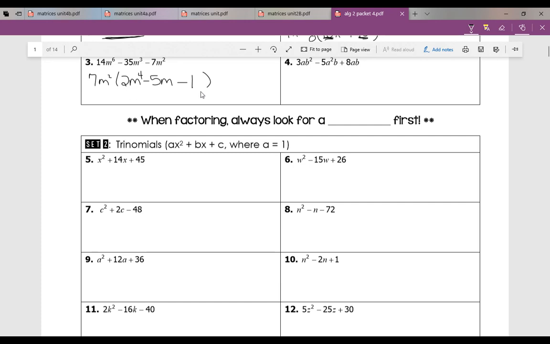So before I do anything else, I check 2, 5, and 1. They don't have anything in common. So that would be my final factored version.